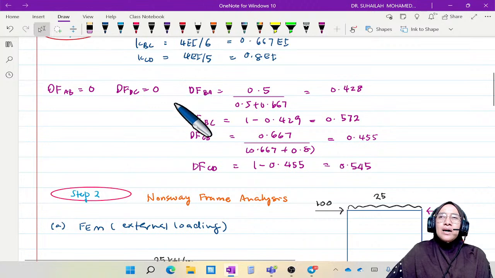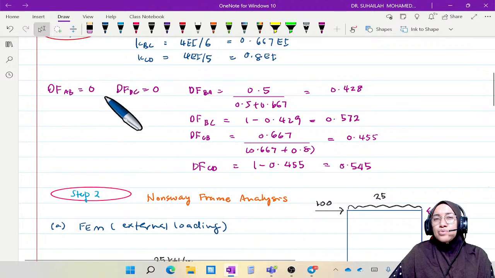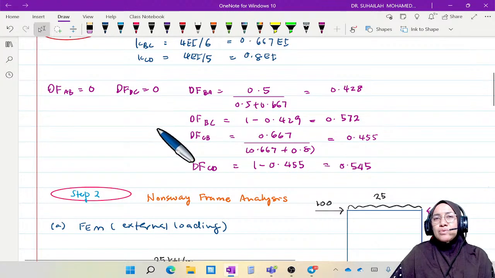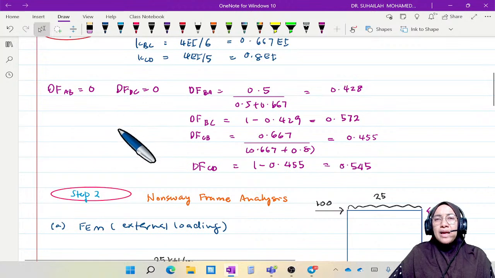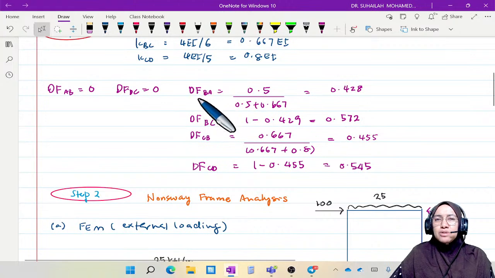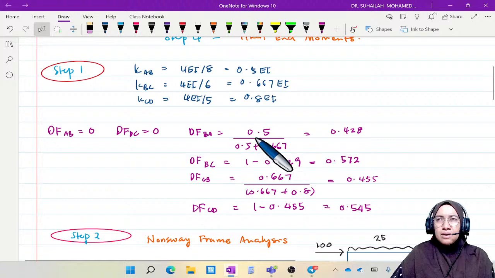What I want to tell you is actually that the distribution factor is equal to 1 for all joints, except fixed ends. So that is why we can get the distribution factor for BA. For BA, we have to calculate 0.5 divided by 0.5 plus 0.667, so we get 0.428.